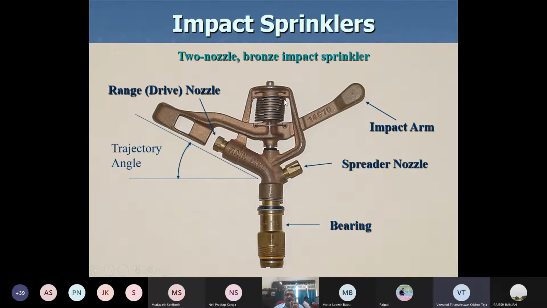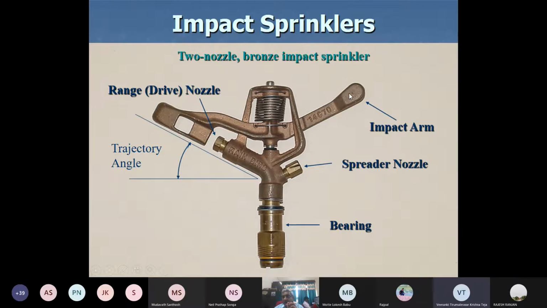It compressed. This is a spring loaded arm. So this spring compresses. The moment the spring compresses, the water comes out, and because of the high pressure, there is pressurized water which is coming out. The water coming out of this strikes the vane of this spring loaded arm.